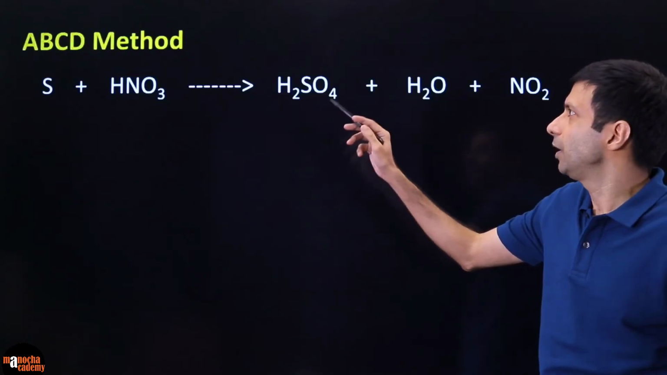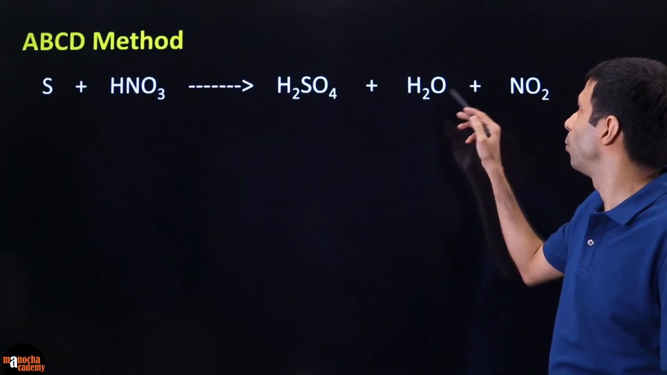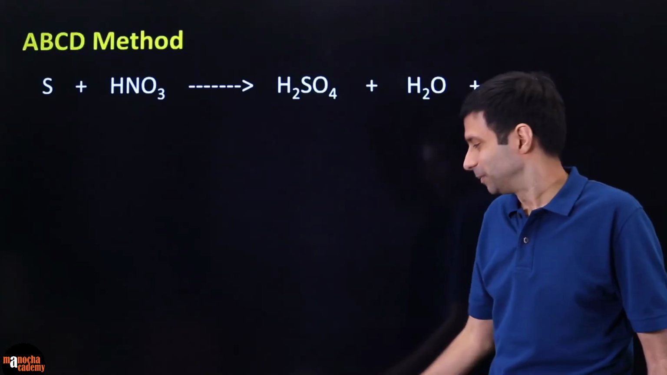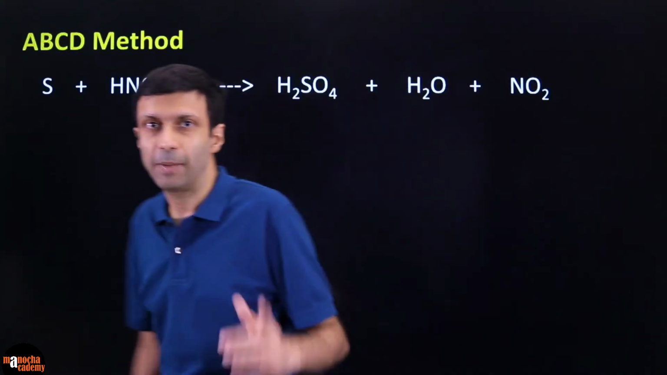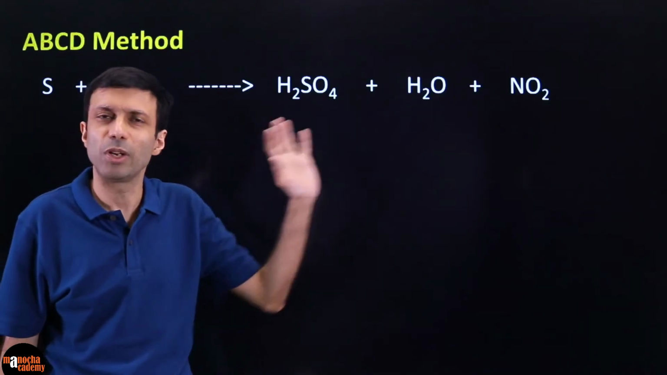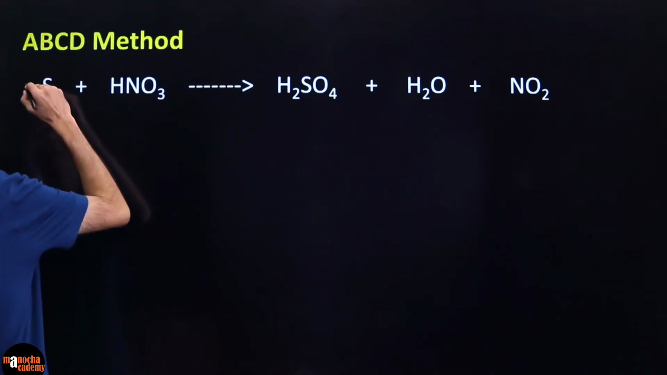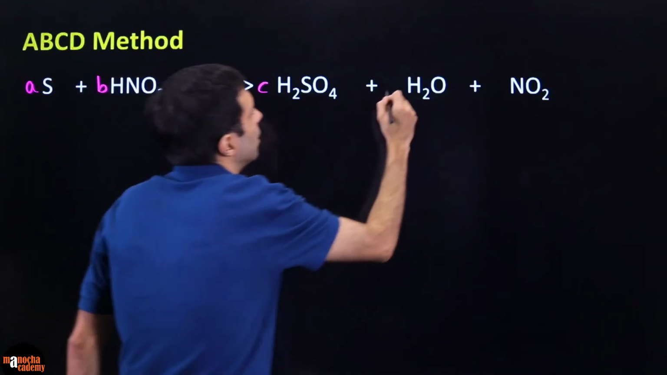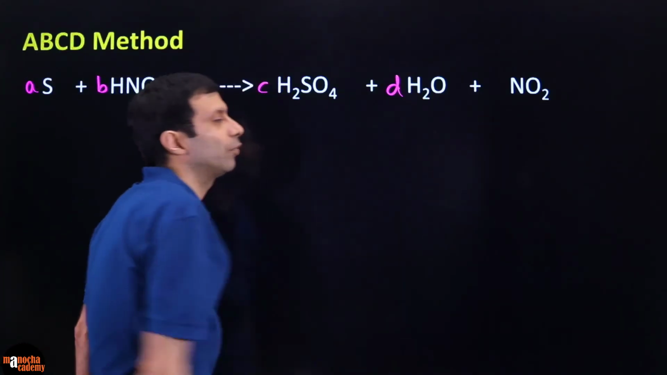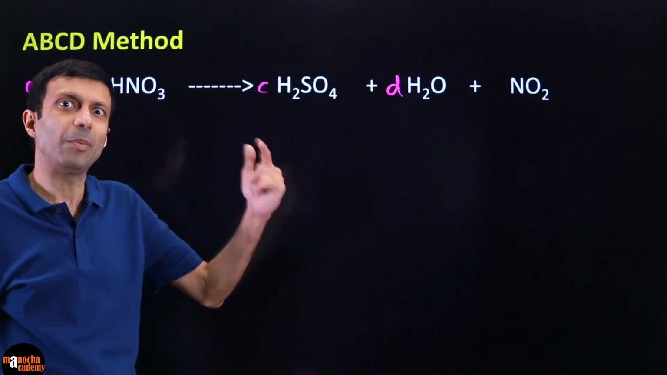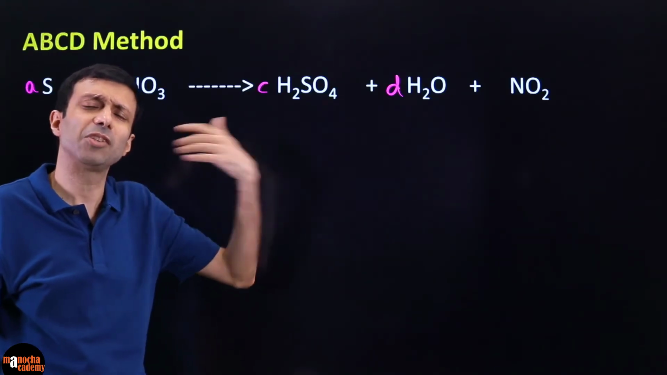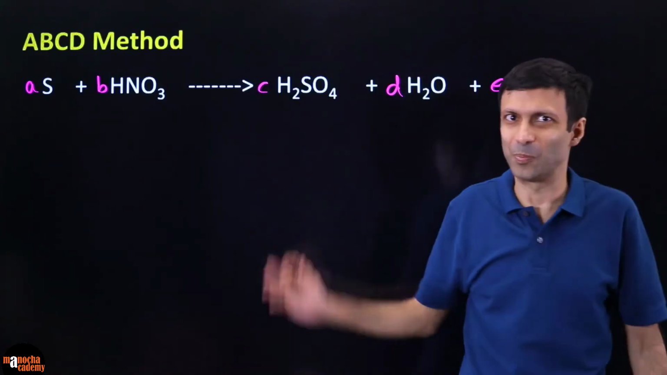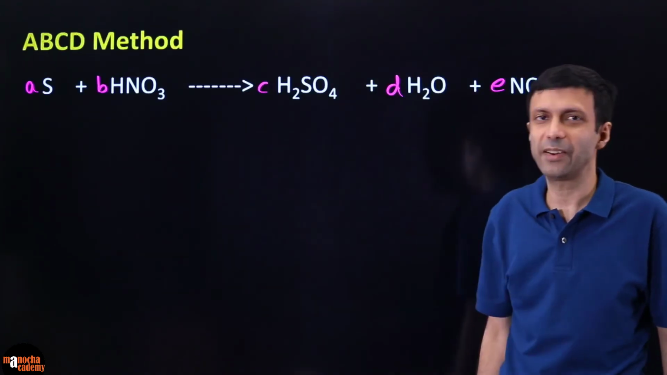Sulfur plus HNO3, that's nitric acid, gives sulfuric acid, water, nitrogen dioxide. Again with the ABCD method. So once again, the first step, remember what is the first step? Just put ABCD. So we'll put A here, B here, C here, D here. And what should we do for the last guy? It's not only ABCD, it's ABCD, E, F, G, H, whatever. So put E for nitrogen dioxide, very good.